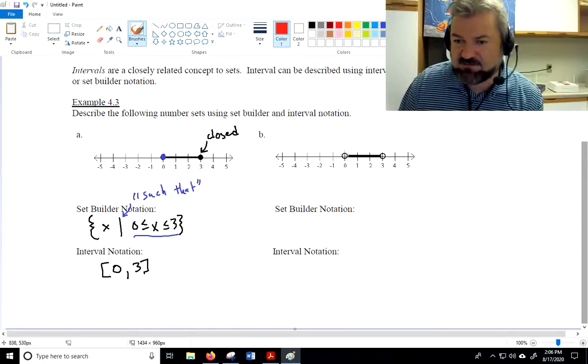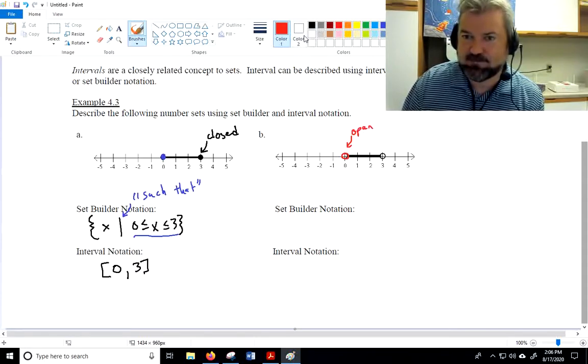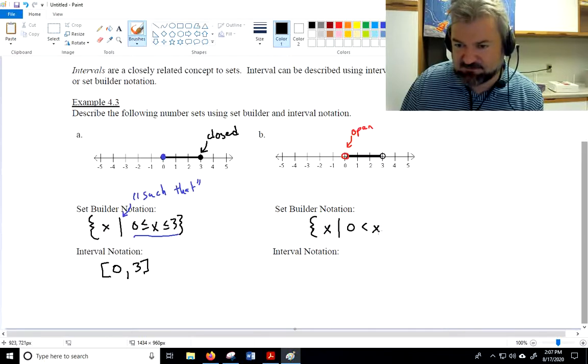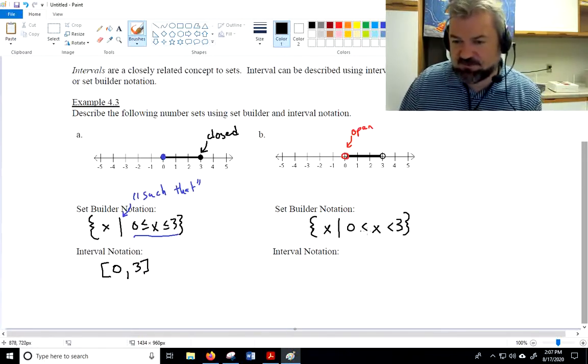All right, notice that I have here a circle that's not filled in. This is called an open endpoint. So let's do our set builder. We have all x's such that 0 is less than x, which is less than 3. So we have the set of all x's with the requirement that x is greater than 0 and less than 3. Let's do that in interval notation. The open endpoint interval notation is indicated with the parenthesis.